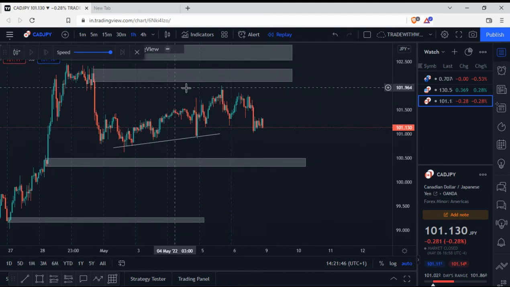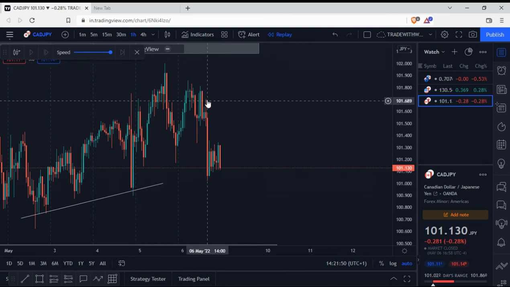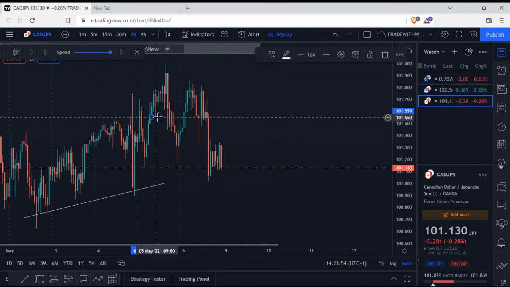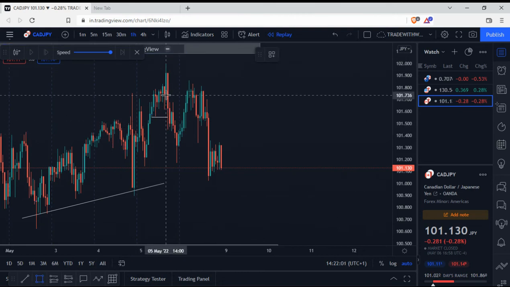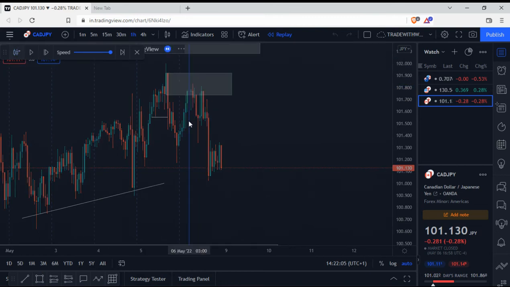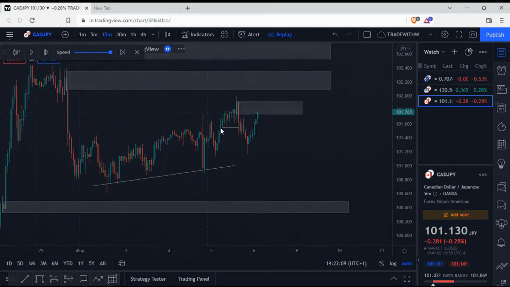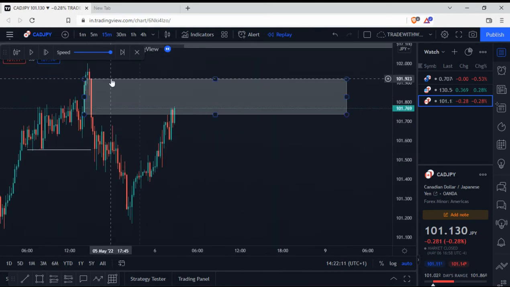So this is the supply zone we had here, and the market almost mitigated it, didn't mitigate, but that is not a problem. Since the market didn't mitigate that one, we had a new supply zone there on the 1 hour time frame. As beautiful as this, yeah, this is a supply zone on the 1 hour time frame. So let us go back in time to explain some of the entries.